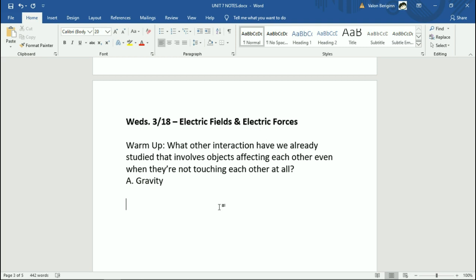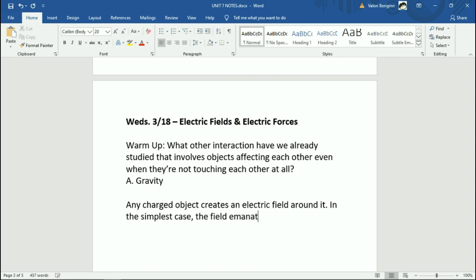The idea of an electric field is that any charged object creates an electric field around it. In the simplest case, the field emanates outward spherically. I was going to say radially, but again, it's three-dimensional space.